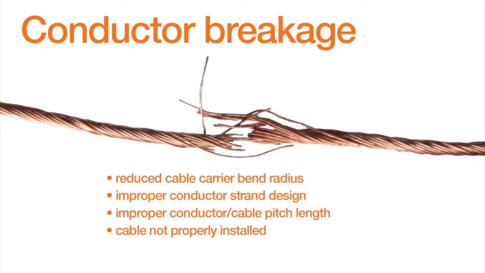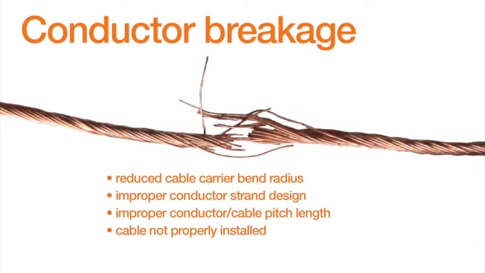So when we're looking at that, the causes are a reduced cable carrier bend radius, and again, we can see a pattern that this is the second time that a cable that's underbent is causing a failure. Another cause is improper conductor strand design. If the stranding of the copper is too thin, it could break much quicker, or if it's too thick and it's not in the proper bend radius, we could have an issue there as well. The third cause of conductor breakage is the improper conductor or cable pitch length. That is the length of the twist and how it's designed.